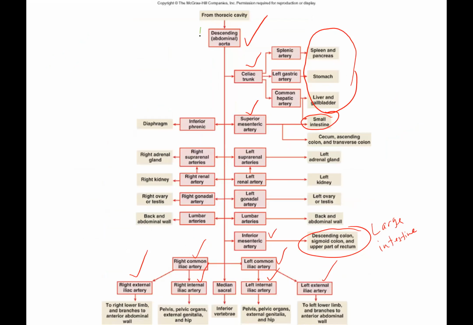Here's another view coming down from the descending aorta. Now we're in the abdominal area. We have that celiac trunk that gives rise to the splenic artery, which goes to the spleen and pancreas, the left gastric artery, which goes to the stomach, and the common hepatic artery, which goes to the liver and gallbladder. I want you to know those three divisions of the celiac trunk.